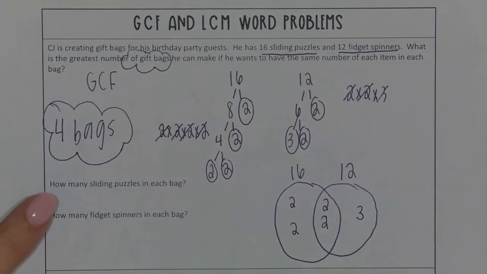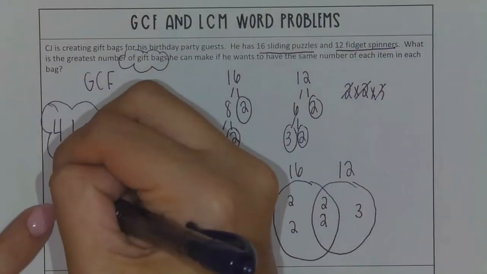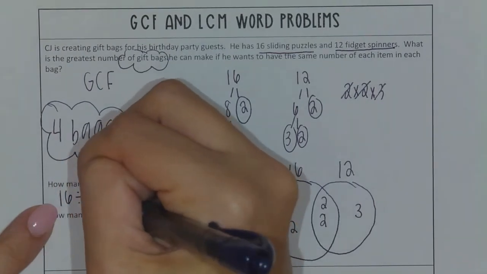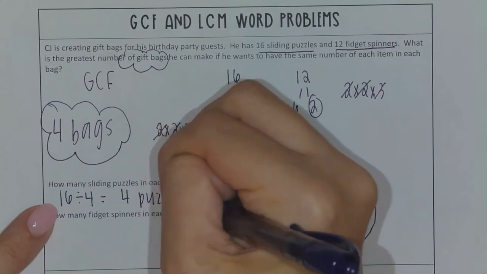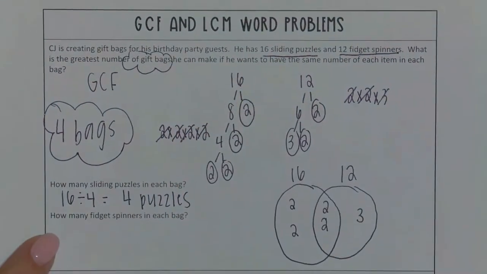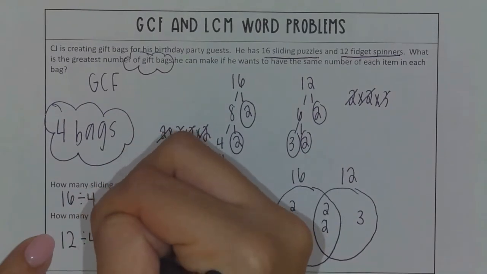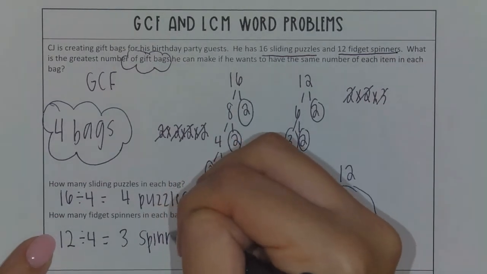Okay, but now I want to know how many sliding puzzles in each bag. So if he has 16 sliding puzzles and he is creating 4 bags, that would be 16 divided by 4, which gives me 4 puzzles in each. How many fidget spinners? I've got 12 fidget spinners divided into 4 bags. That would give me 3 spinners in each.